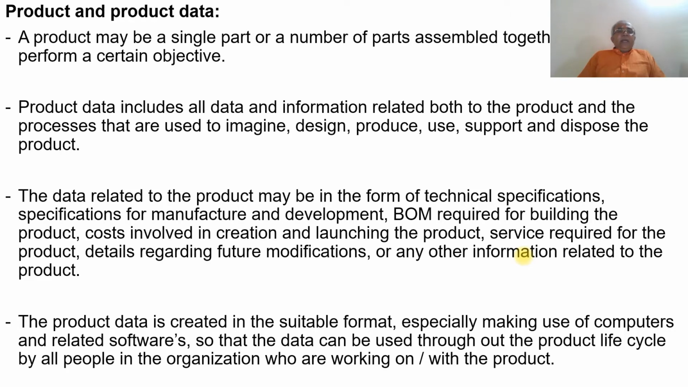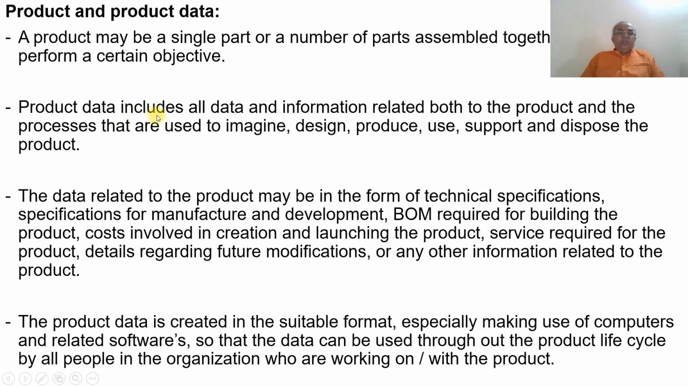A product may be a single part or a number of parts assembled together in order to perform a certain objective. So that means it is a set of products which can be put together to become an assembly. That is one case. Or it may be a single product also. We can apply this PLM.